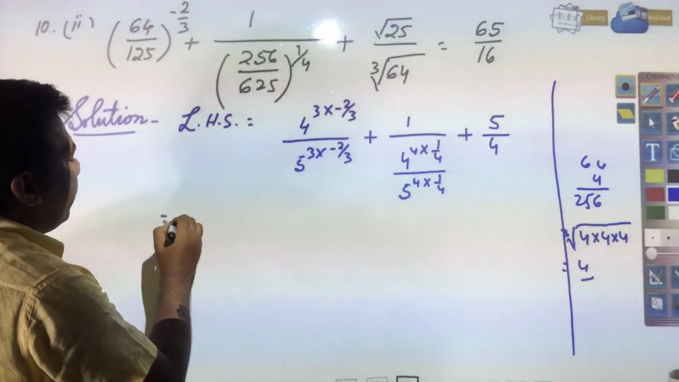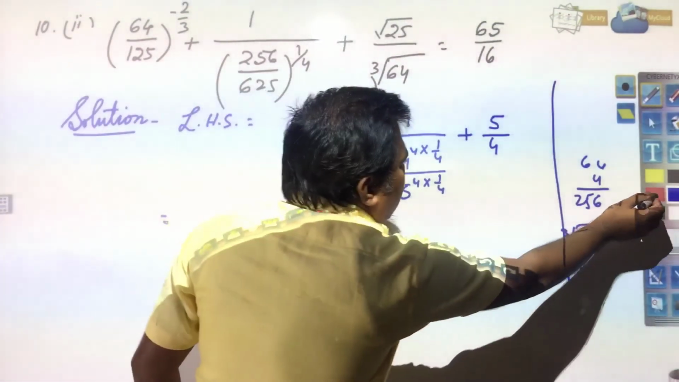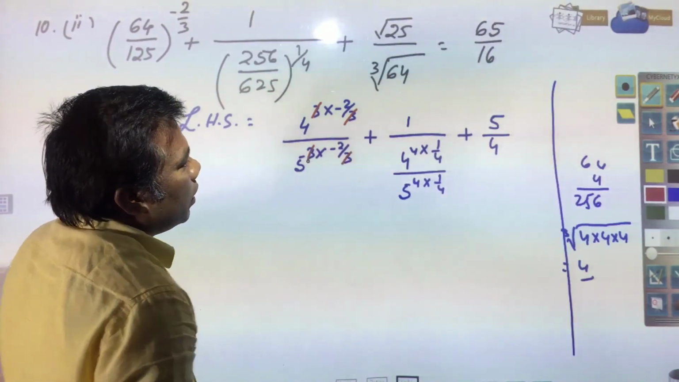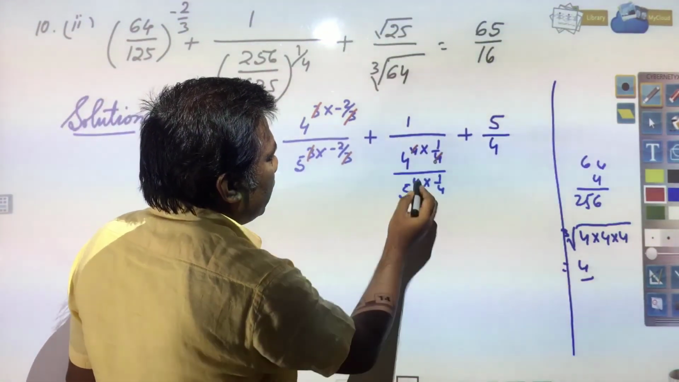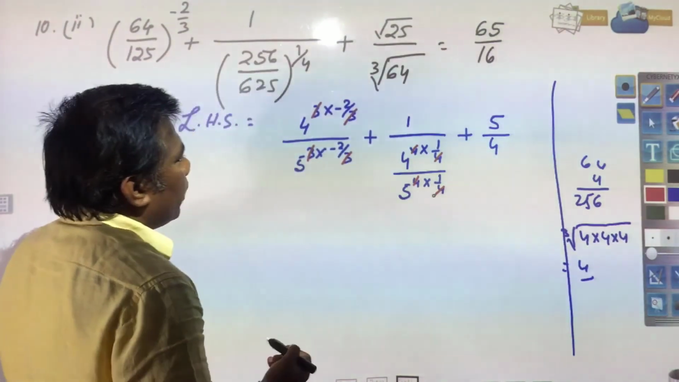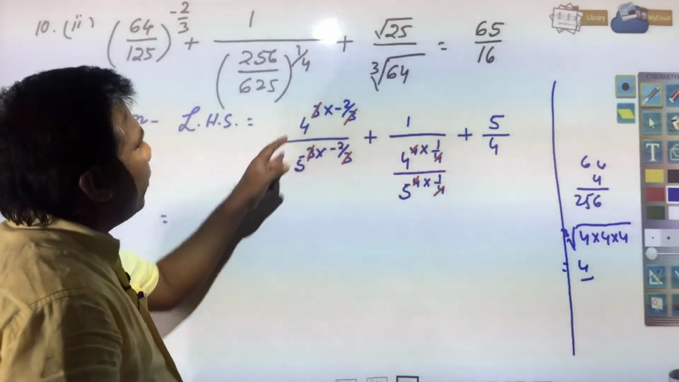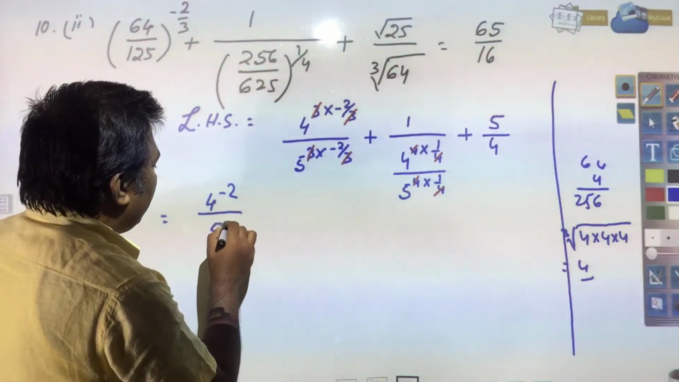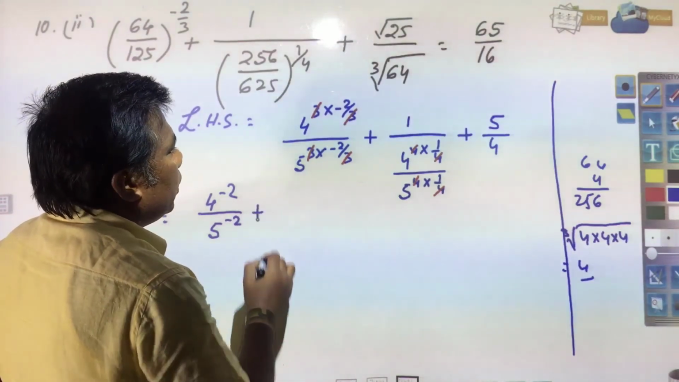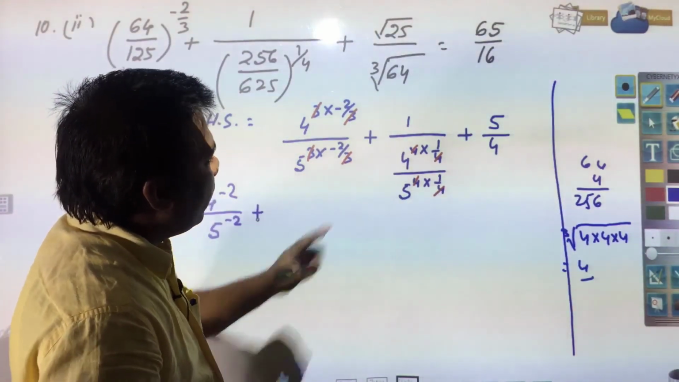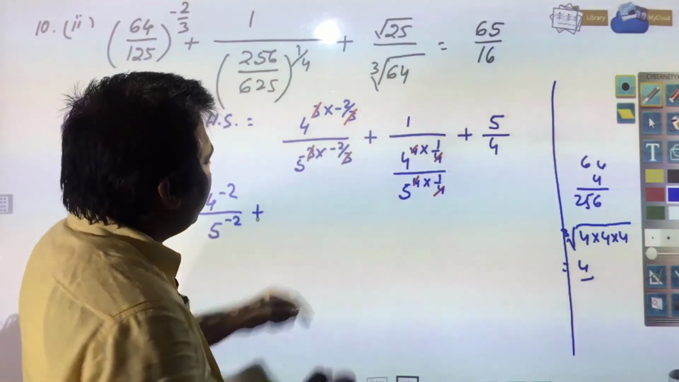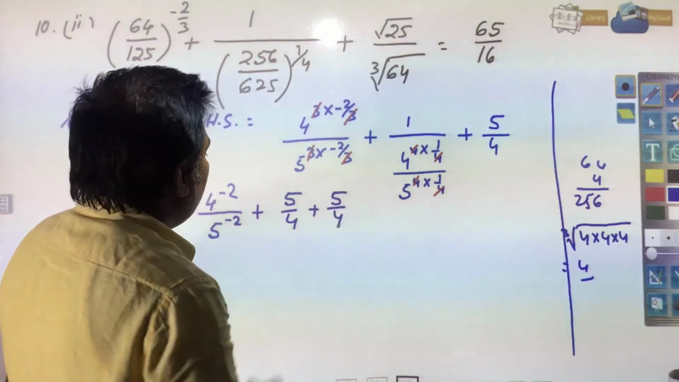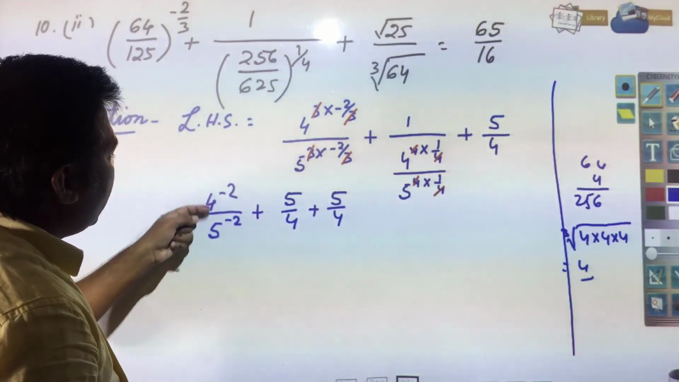Now, you see this 3 and 3 will be cancelled, here 3 and 3 will be cancelled, here 4 and 4 will be cancelled, here 4 and 4 will be cancelled. So, what can you write? Here you have 4 to the power minus 2 divided by 5 to the power minus 2 plus 1 by 4 by 5. 1 by 4 by 5 means what? 5 by 4 plus 5 by 4, and this will be, if you are writing in positive.